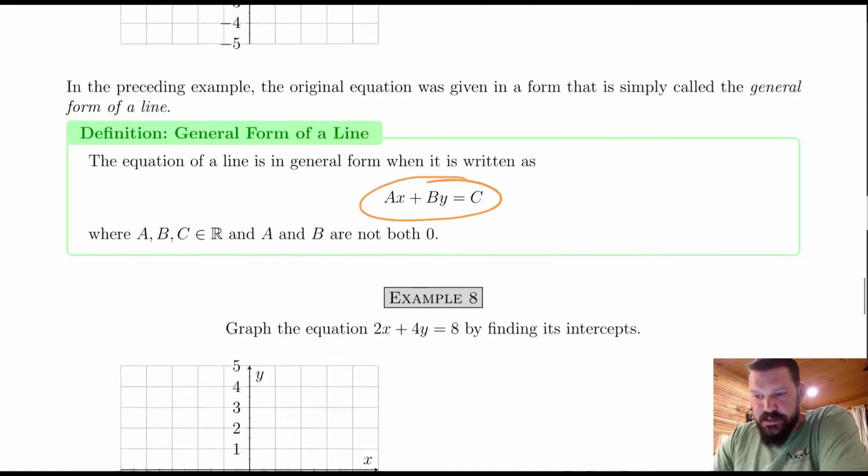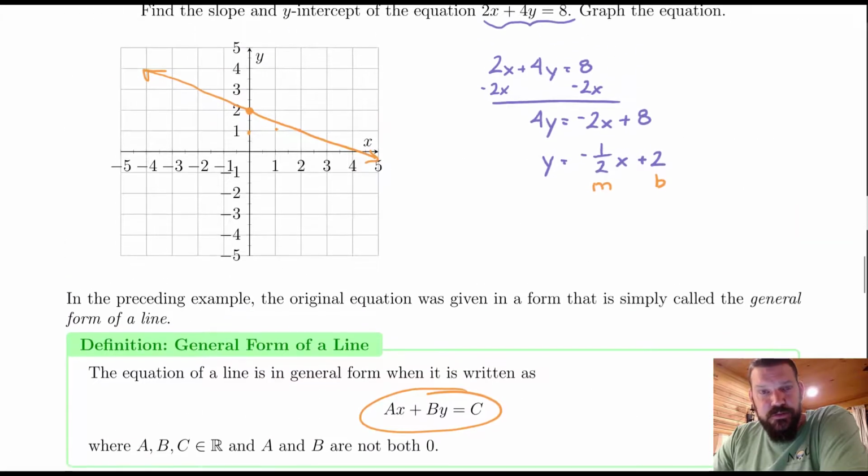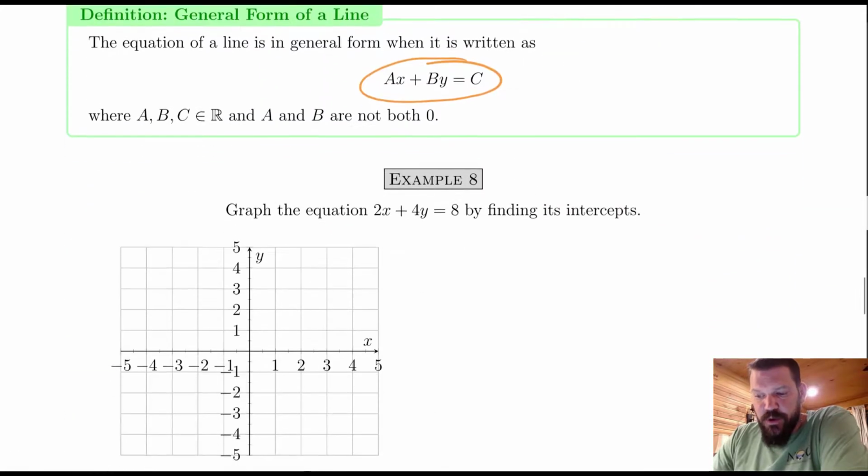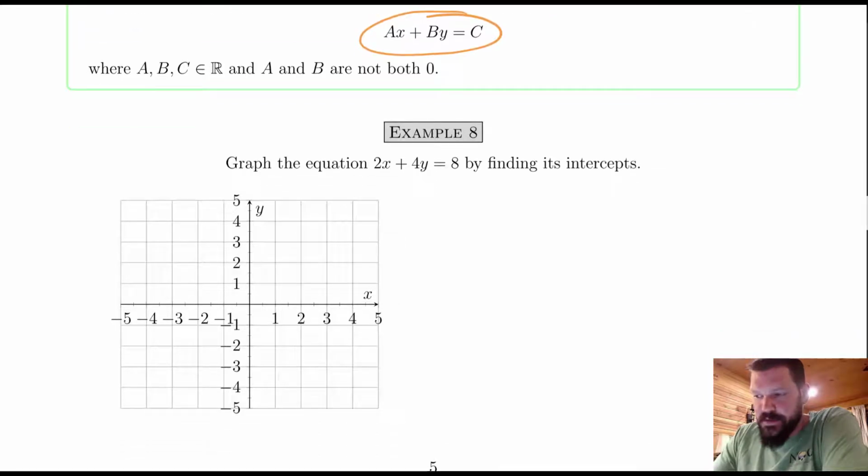For example 8, we're using the exact same equation that we had before, 2x plus 4y equals 8, but this time we're graphing it by finding the intercepts. We looked at intercepts in our previous set of notes in section 1.2. So remember, to find an x-intercept, that's when y is equal to 0. So let's take our equation 2x plus 4y equals 8 and replace the y with 0 and solve this.